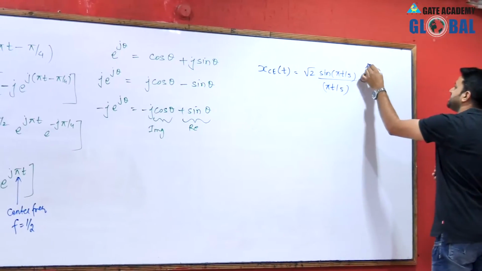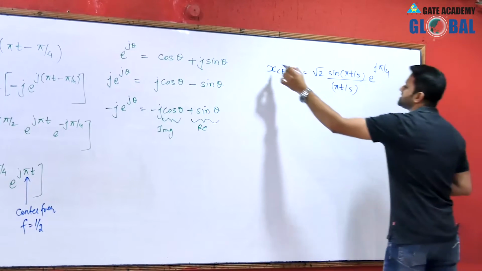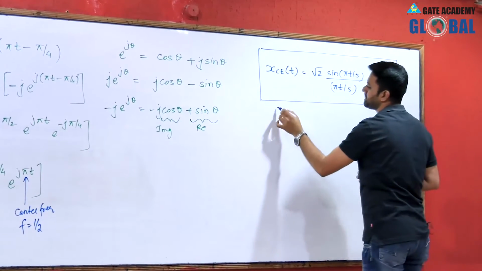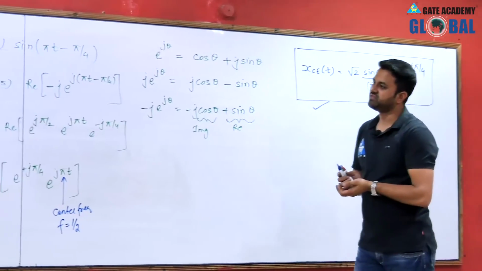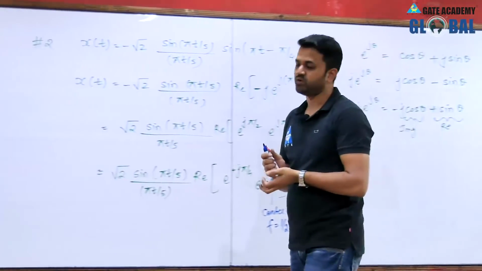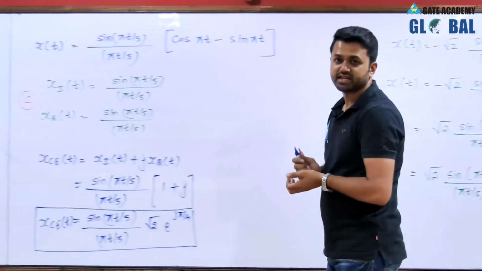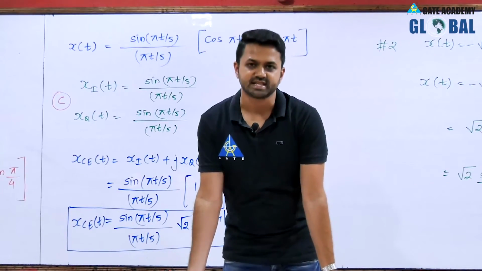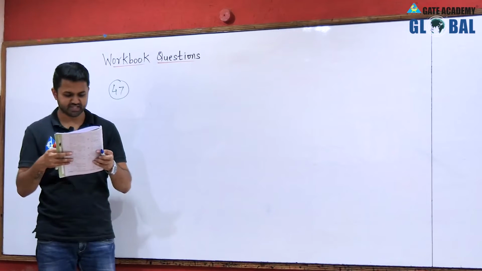So e to the power j pi by 4. So this is our answer, which was option C. In this way we have to solve the questions from the complex envelope, and the next question, question number 47, is also from the complex envelope. Let's try it. So next is question number 47.